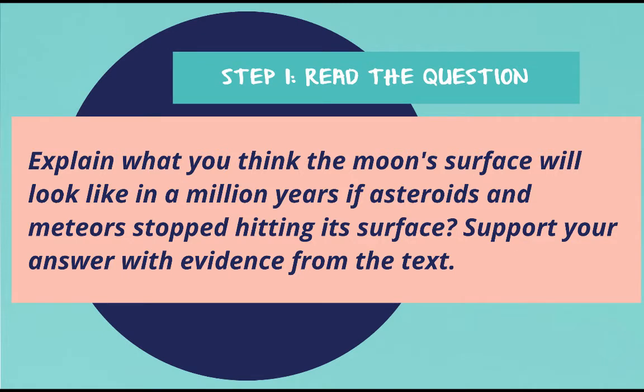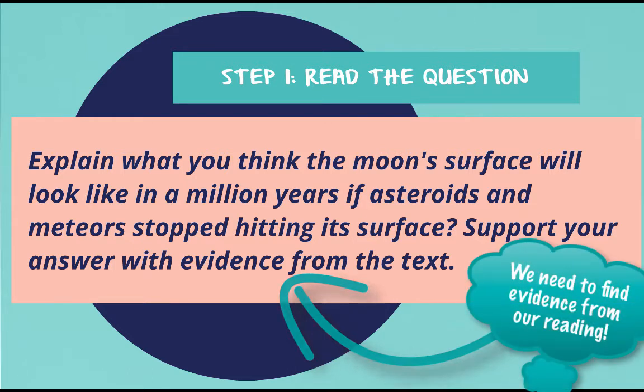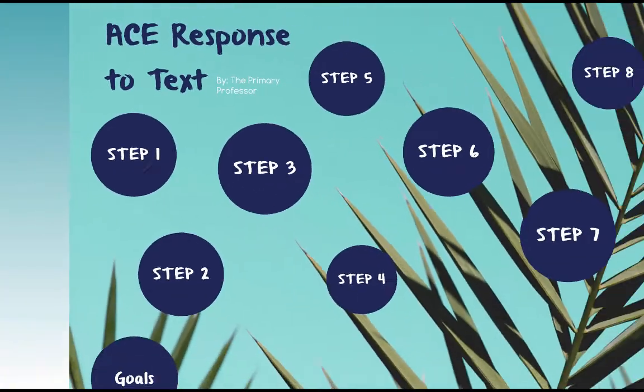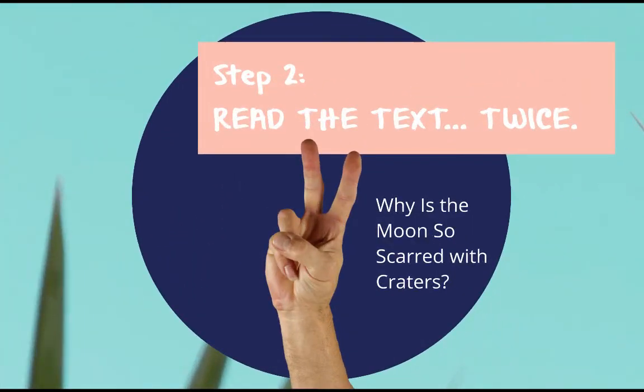So if you notice, this says to support your answer with evidence from the text. So that's a clue that we need to find specific sentences from the text that help us find the answer. Step 2, read the text twice. The text that we're going to be looking at today is called Why is the Moon So Scarred with Craters?